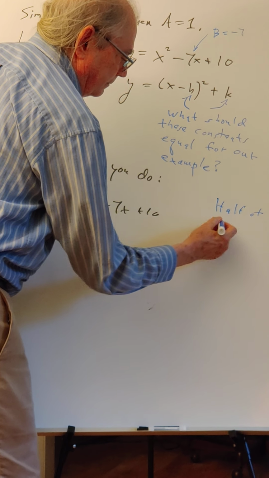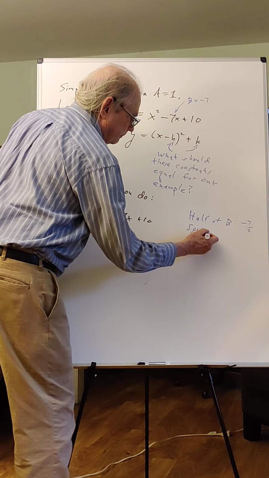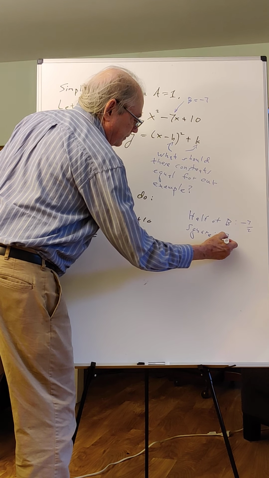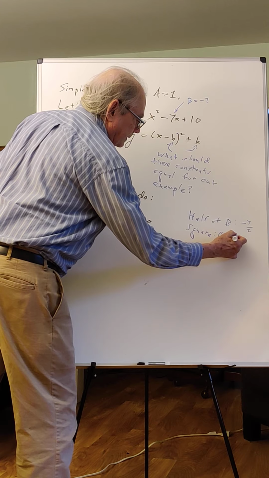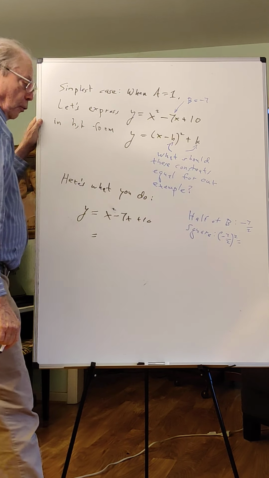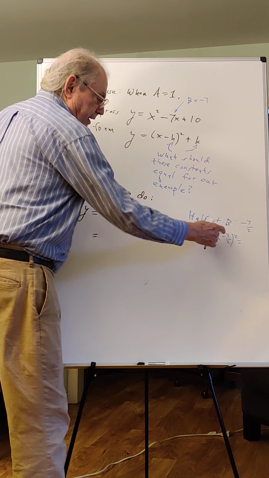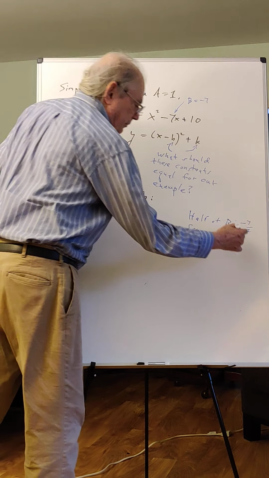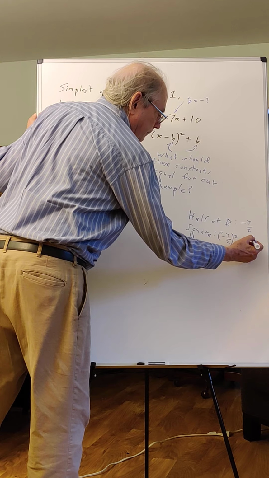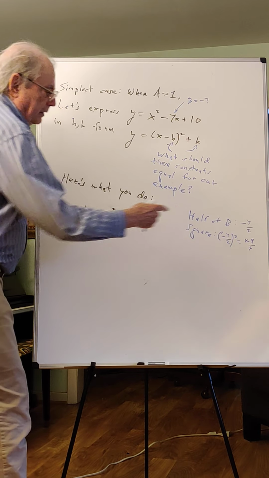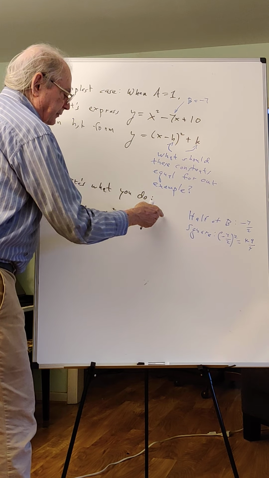Square this number. And negative 7 over 2 times itself is 49 over 4. You square the numerator, square the denominator. So negative 7 squared is 49, 2 squared is 4. 49 over 4. So this number gets added here and subtracted here.